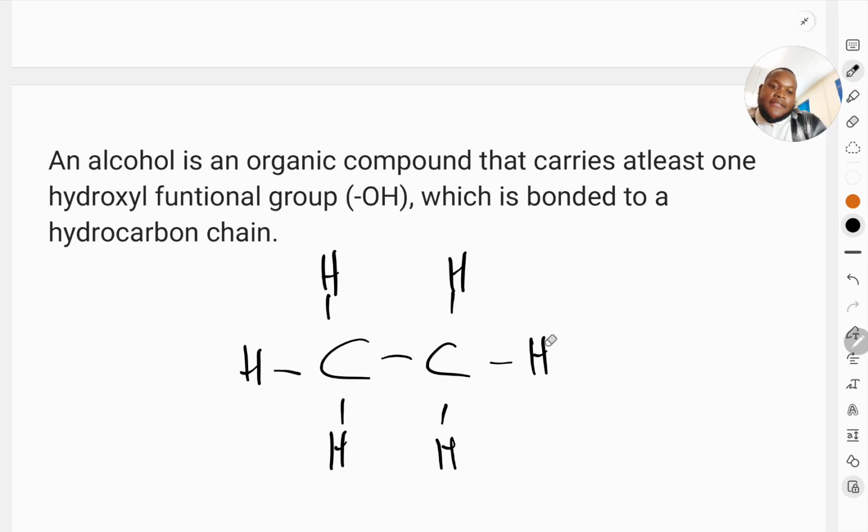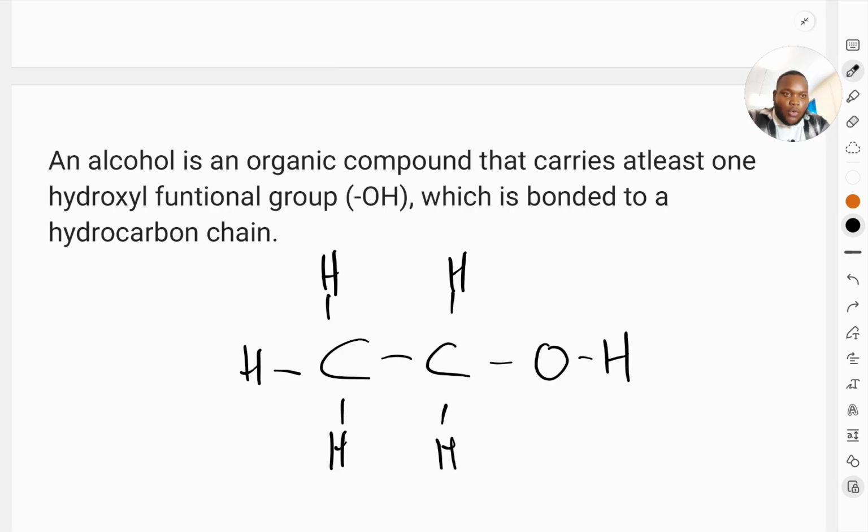But then if I have an OH group which is bonded to this particular hydrocarbon chain, it means I will now have my O bonded to my H, because I know that oxygen can form two bonds. So that is why I have something like this. Now if I have a compound like this, it is no longer an alkane, but an alcohol. Why? Because it consists of a hydroxyl group.